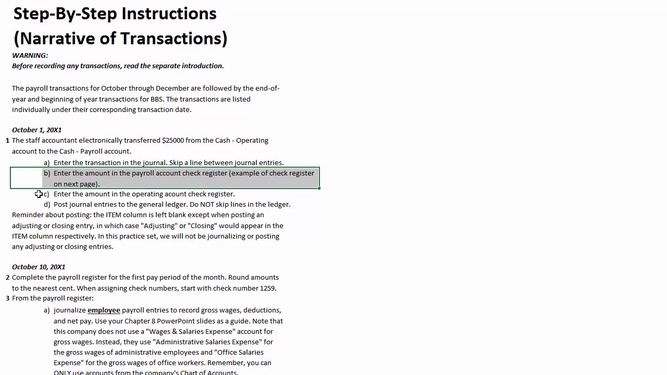So the next step we will do in the next video is step C, enter the amount in the operating account check register.